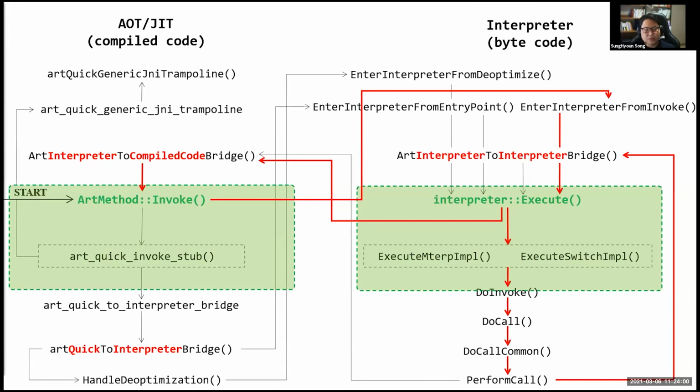The information contains the parameters, return value, code, call stack, and so on. In other words, if you watch ART method Invoke and the interpreter Execute function, you can trace all the code running on Android. Is that really possible?